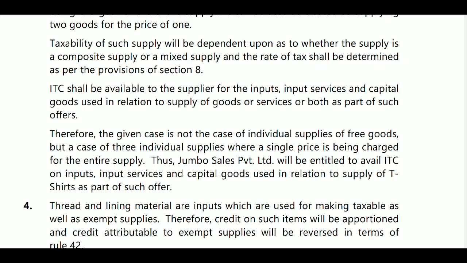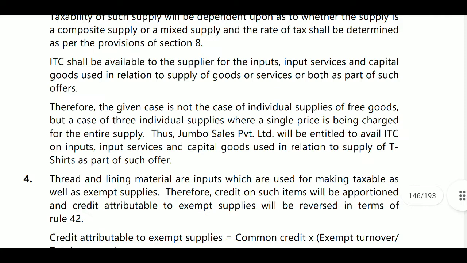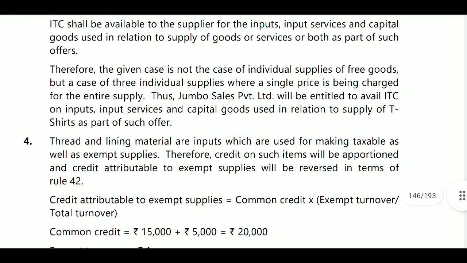Next, taxability of such supplies will depend upon whether the supply is a composite supply or a mixed supply, and the rate of tax shall be determined as per the provisions of section 8. So the rate will be decided based on composite or mixed supply. In case it is a composite supply, the principal rate will be taken. If it is a mixed supply, the highest rate will be considered. ITC shall be available to the supplier for the input services, inputs and capital goods used in relation to supply of goods or services or both as part of such offers. So for such offers ITC will be allowable.